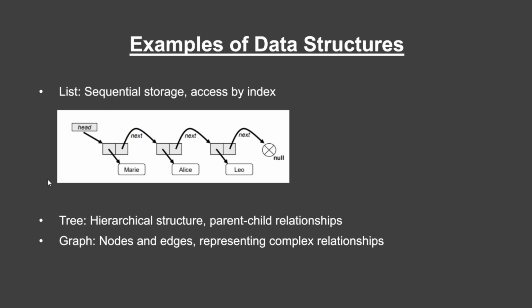Each box is called a node and it contains two parts. One part stores a data value, and the other part stores a pointer to the next node in the list. The list begins with a reference called head, which points to the first node. And the first node contains the value Marie, the second node contains Alice, and the third node contains Leo. Also the last node points to null, which basically indicates the end of the list. The arrows labeled next show us the direction in which the list is traversed. So this structure allows for efficient insertion and deletion of elements, especially at the beginning of the list.